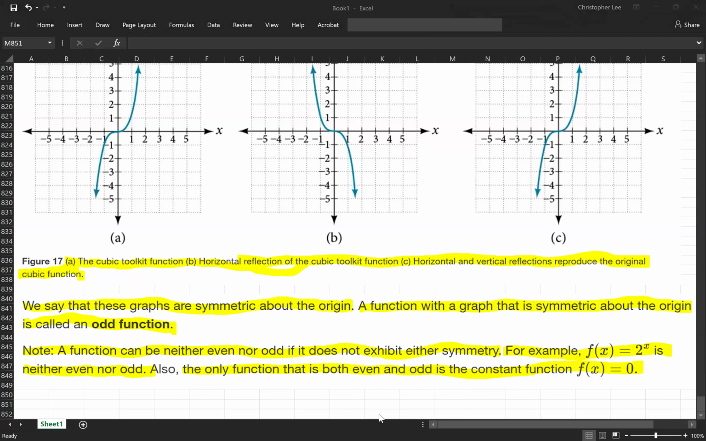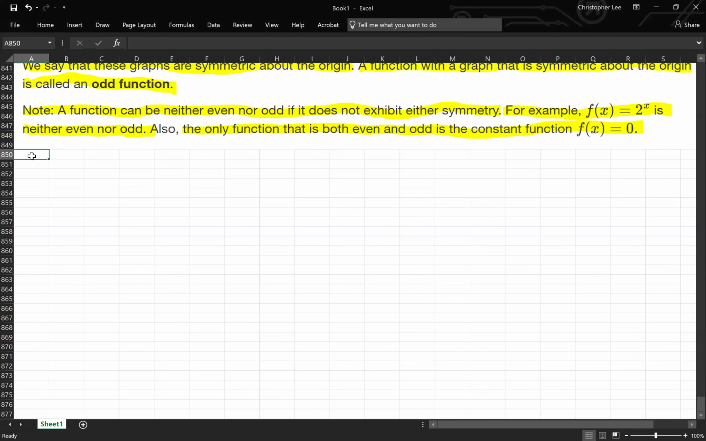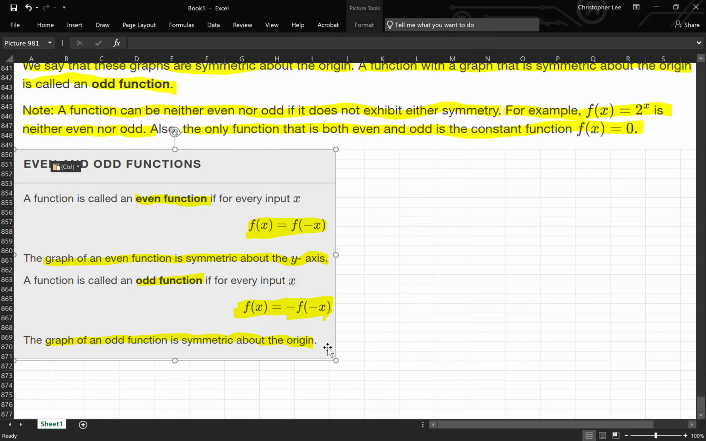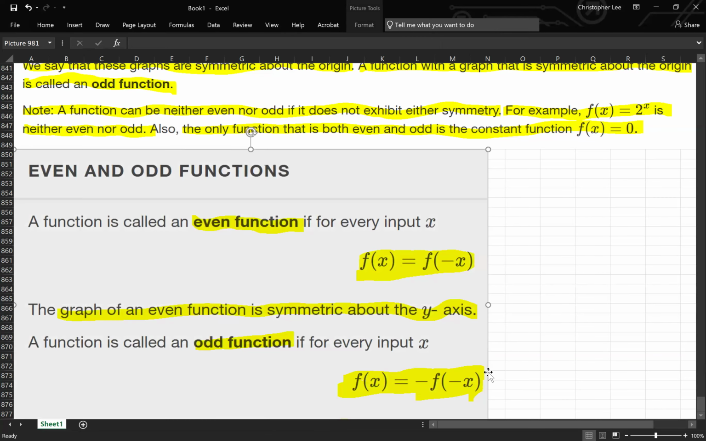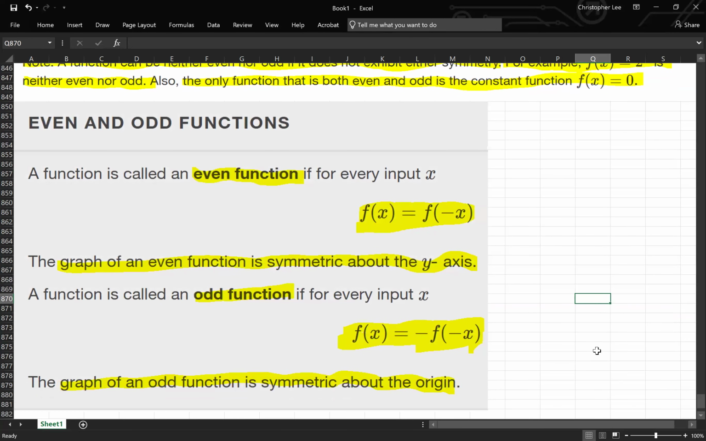Let me drop a definition on y'all real quick. Even and odd functions. A function is called an even function if for every input of x, f of x is equal to f of negative x. So if I plug in negative x and I get back the original function, it's an even function. The graph of an even function is symmetric about the y-axis.